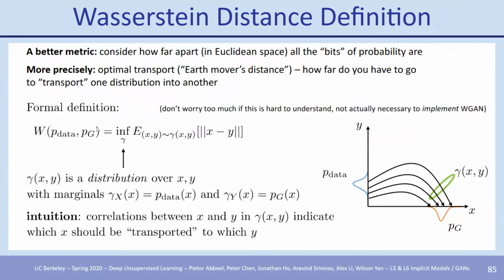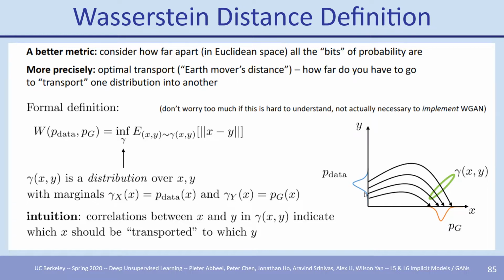Okay, so let's look at this one. We have W, which is the Wasserstein distance between P data and the generated. First of all, there is this thing here called gamma of x, y, where x and y come from. This is defined as the distribution over x comma y. What it's saying is, this is a two-dimensional distribution whose marginal along x is p data of x, and whose marginal along y is p of g.